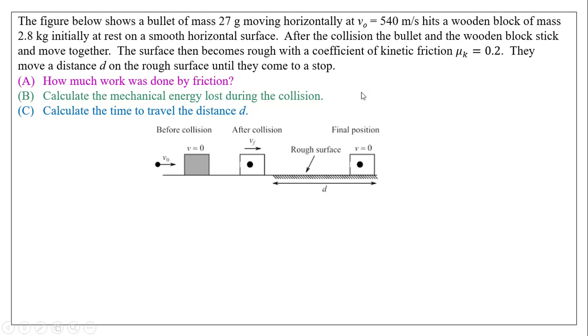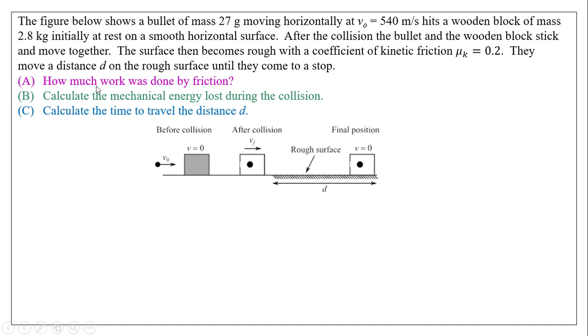You need to pause, read, keep up. Here's the gist of it. You have a bullet that's initially moving at 540 meters per second. It's going to strike a stationary wooden block. The system is going to get embedded and then move across this rough segment, comes to a stop. And then it wants us to find A, B, and C.